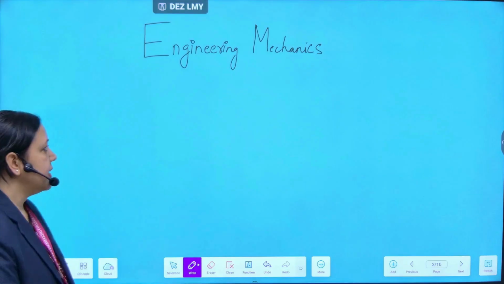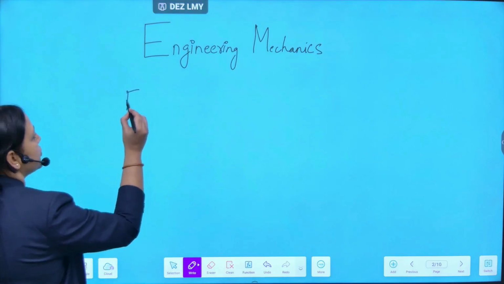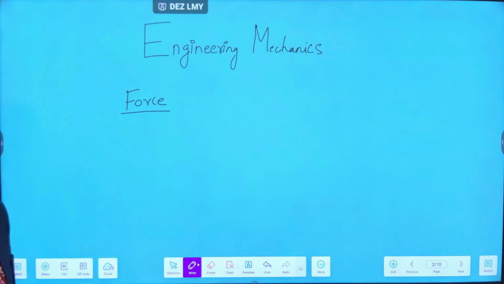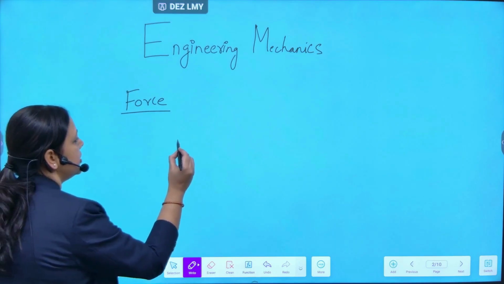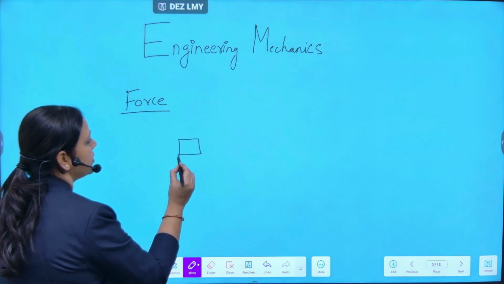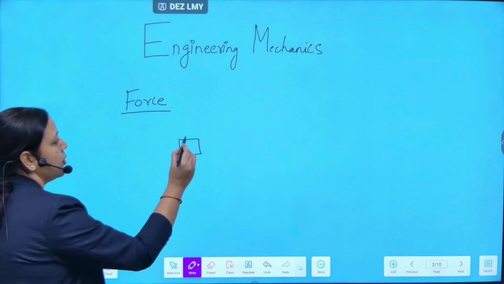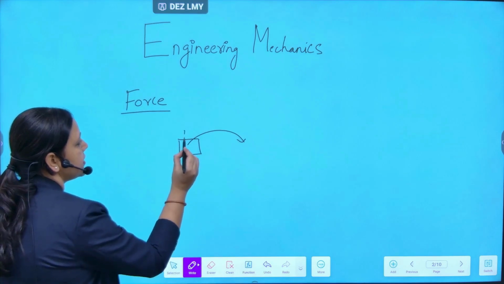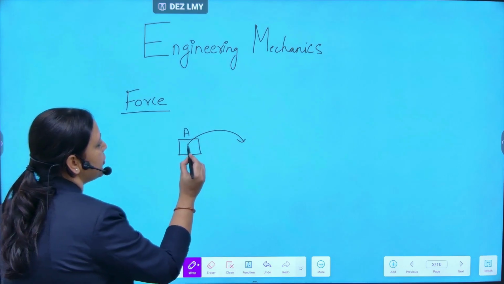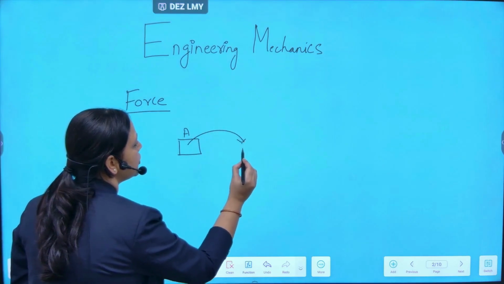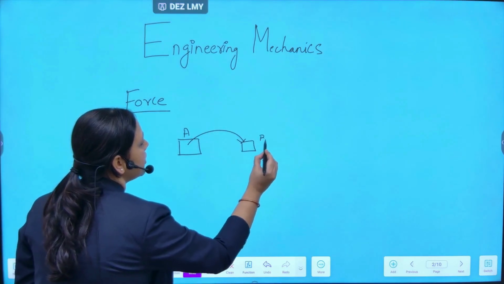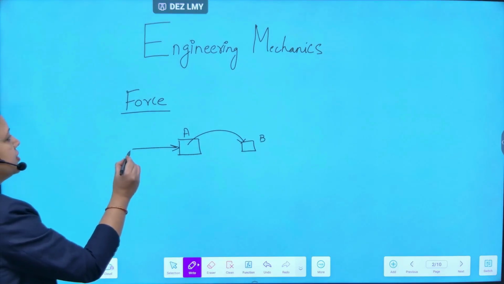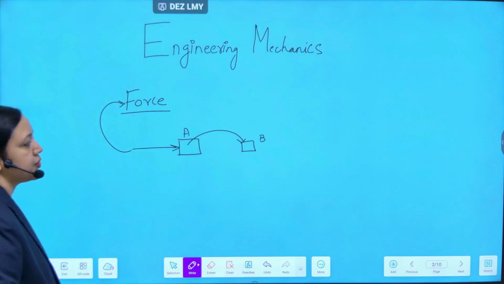Now first let's try and understand what is force. Force is nothing but an external energy that we apply on an object to move the object from one position to another position. Suppose this object is resting at position A. From position A, I can move this object to another position B by simply applying an external energy. This external energy is referred as force.